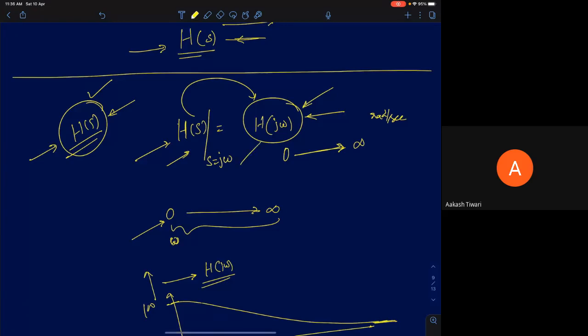Since H of omega is a complex number, it's going to have magnitude and phase. So it's going to have the magnitude of H of j omega and the angle of H of j omega. A frequency response generally includes both a plot of magnitude and also a plot of the phase response. So both complete the frequency response of a system.